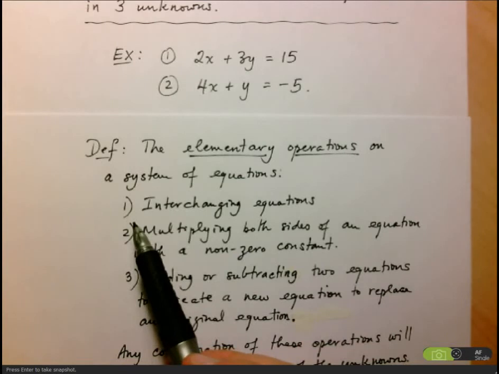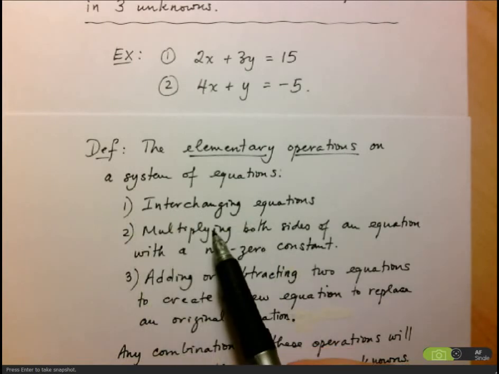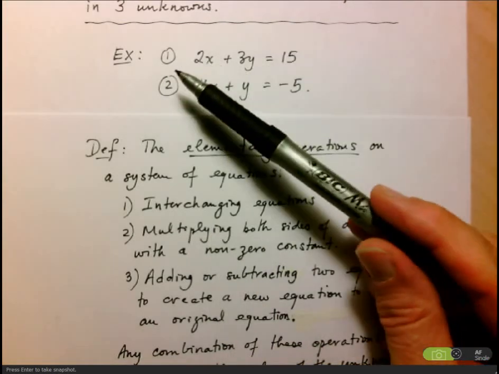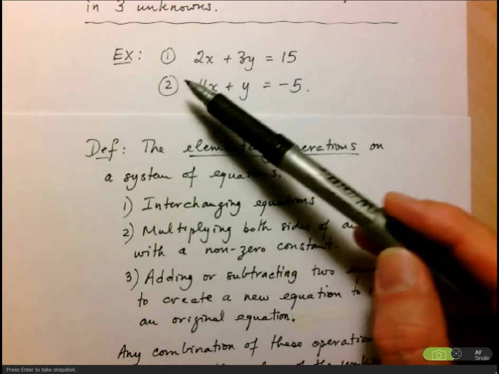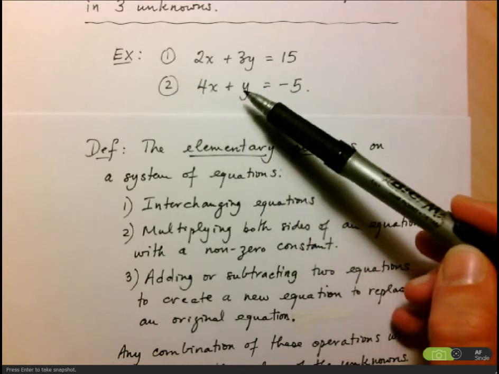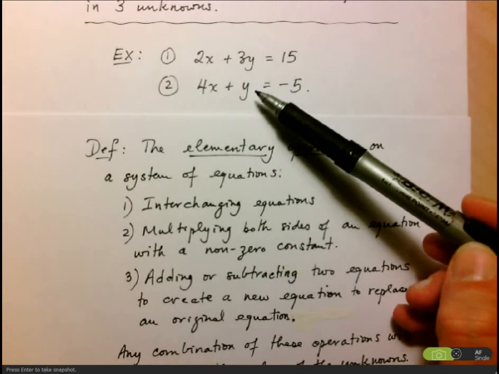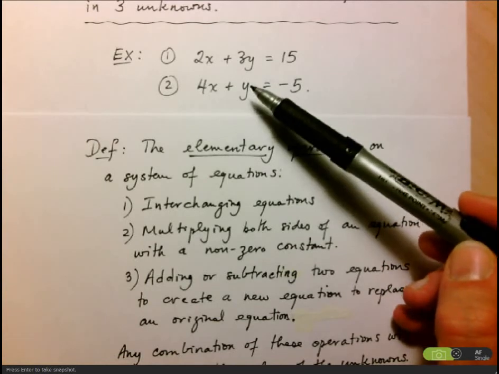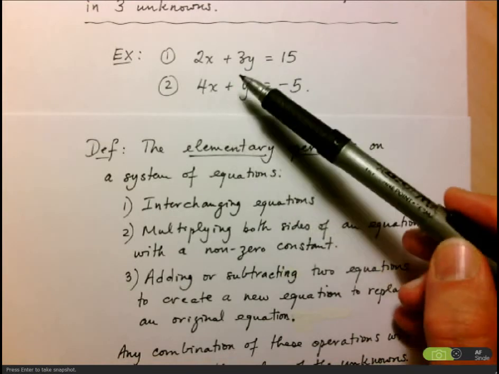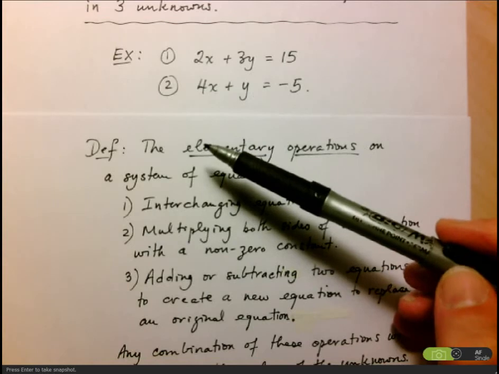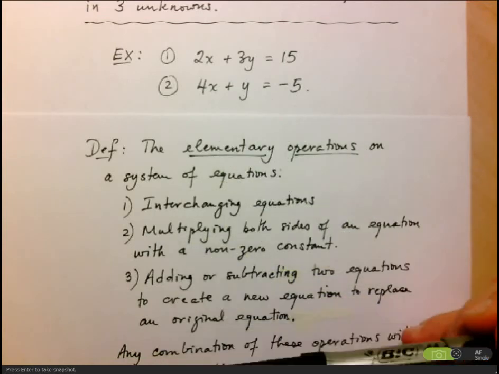The first thing we can do is interchange equations. This is the one I said might seem a little odd. Here, if I were to instead make equation 1, 4x plus y equals negative 5, and equation 2, 2x plus 3y equals 15, I think it's pretty clear that the solution to the system will not change just by interchanging those equations. It's not something we really do when we're working with two equations and two unknowns, but we'll see that this one will actually become useful later on.